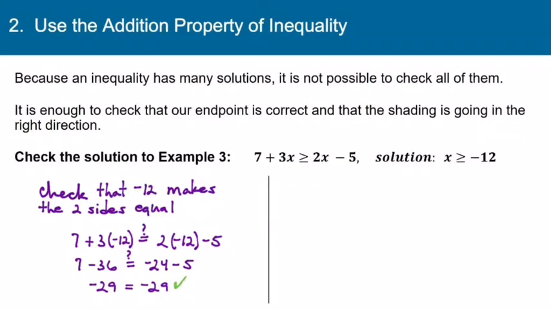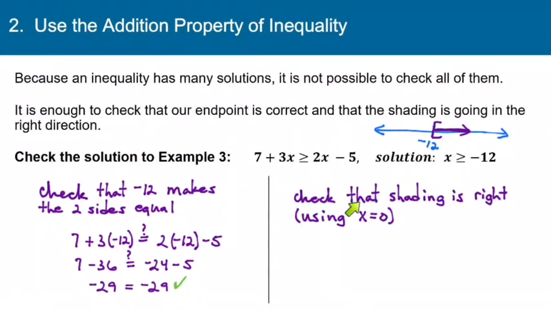So the two sides do match, and that tells us that negative 12 was the right number. But it doesn't tell us whether we had our shading going in the right direction. So to find out whether the shading is going in the right direction, what we need to do is test a number that's in the shaded area. So think about the graph that we had on the last slide. You can pick any number that would be in the shaded area. I like to use 0 whenever it's possible. So in this case, 0 would be in the shaded area. So I'm going to check that the shading is right using x equals 0.